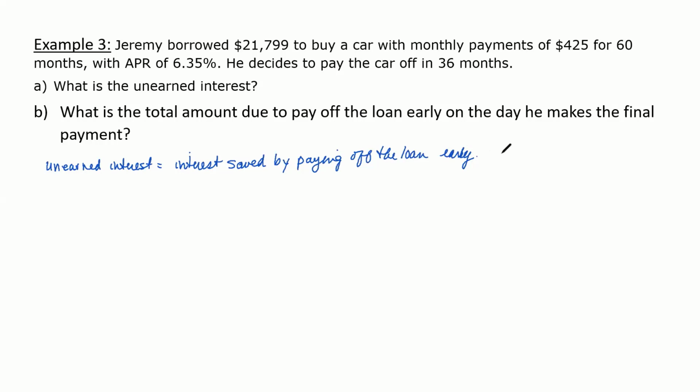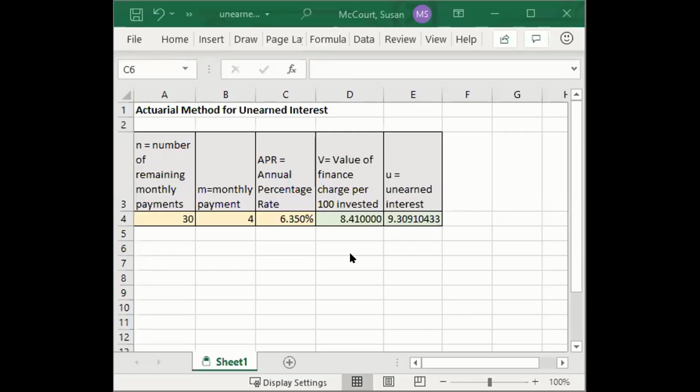We have a specific Excel calculator for unearned interest. So the unearned interest calculator is also called the actuarial method for unearned interest. And it asks you to input 3 numbers, the number of remaining monthly payments. So how many payments are left that we're going to save interest on if you pay it off early? What is the monthly payment? And what is the annual percentage rate? It will tell us the value of the finance charge per 100 invested and also the unearned interest. Usually we don't use V.